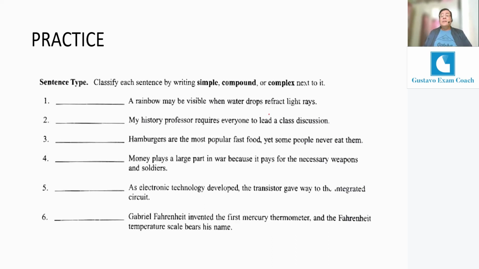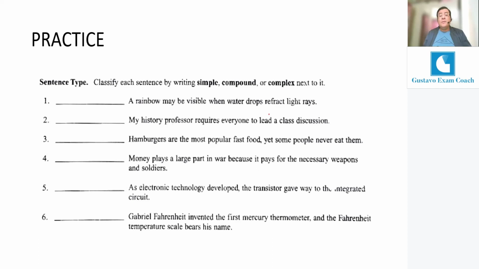Okay, so we have this set of 6 sentences. At this moment, I recommend you to pause the video and try to solve this exercise on your own. We'll resume shortly to see the answer to each of these questions. All right, let's see the answer to each of the sentences.